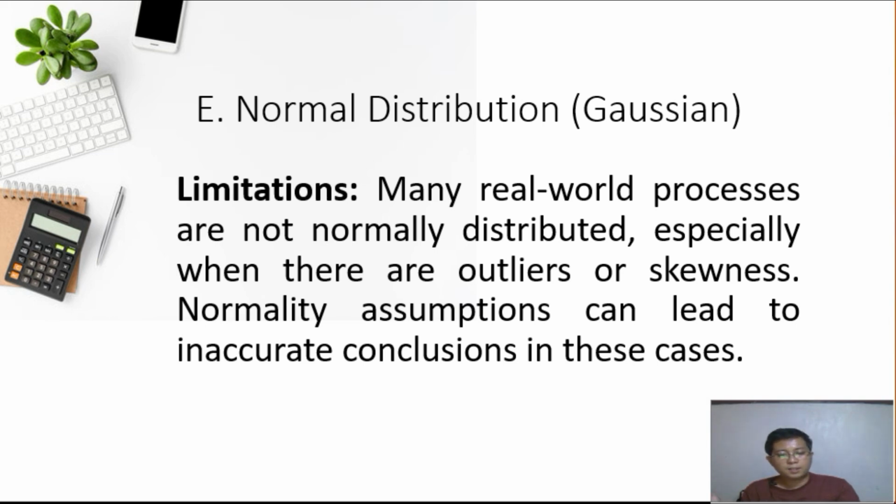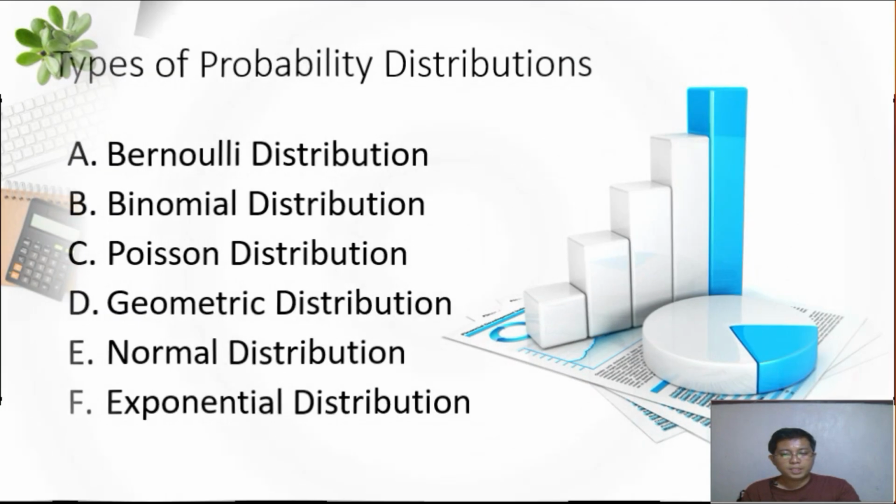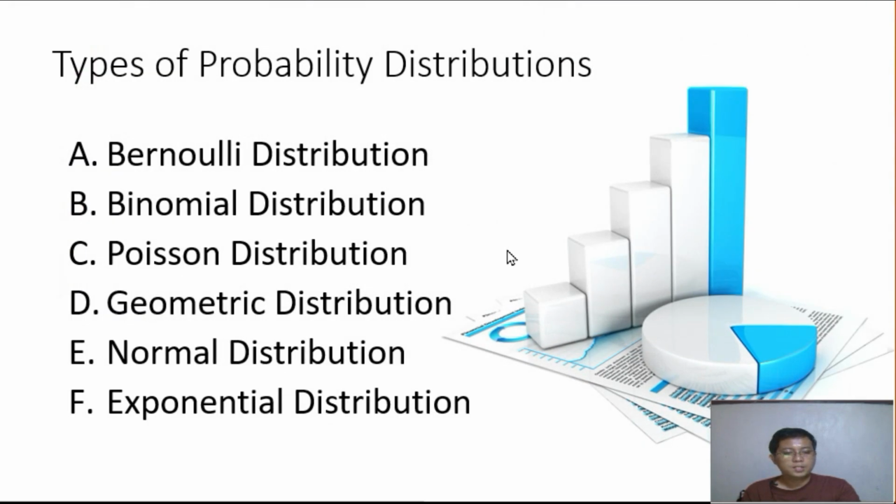That's why, isn't it, in research, we have the parametric and non-parametric test. One assumption of using parametric test is normality of data, but there are some data sets where skewness and outliers are present, and in that sense, we need to utilize the non-parametric test. Okay, so now let's proceed to the exponential distribution, probably the last type of probability distributions that's under my report.